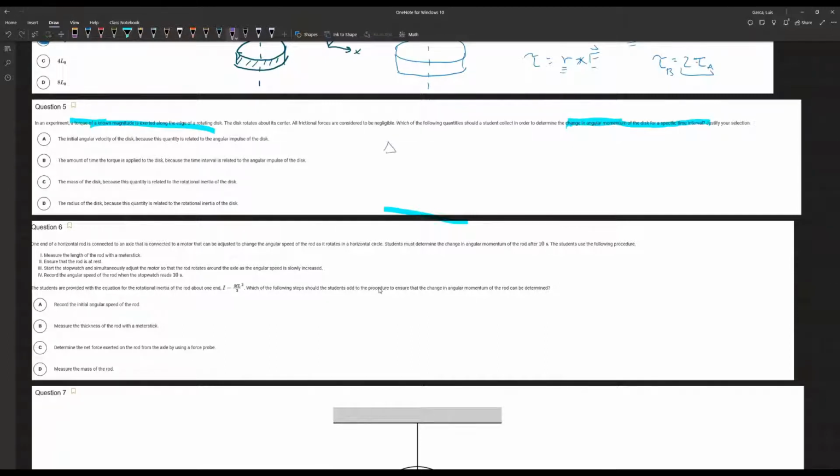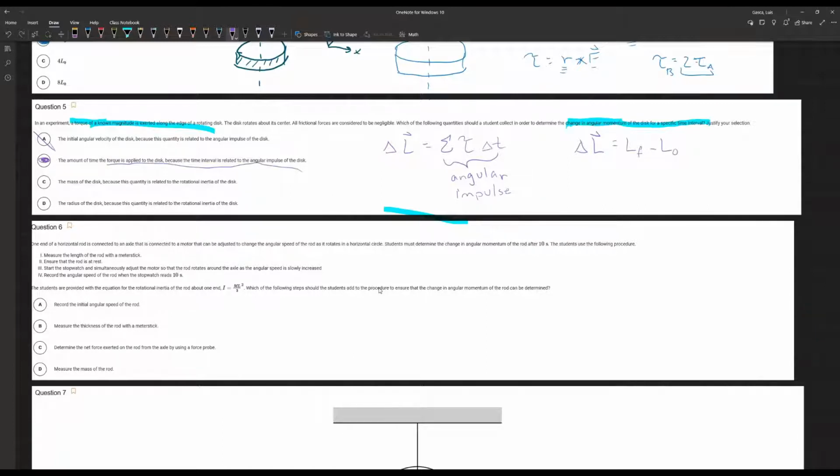There are 2 ways to do this. We can say that the change in angular momentum is going to be the net torque times the time interval that it acts, and this is called angular impulse. Just like force times time was the impulse. When we talk about torques for some time, that is angular impulse. And so we could calculate it this way, or we could get the final angular momentum minus the original angular momentum. We don't really need that. The amount of time that the torque is applied to the disk, because the time interval is related to the angular impulse of the disk. I think B is our best answer choice.